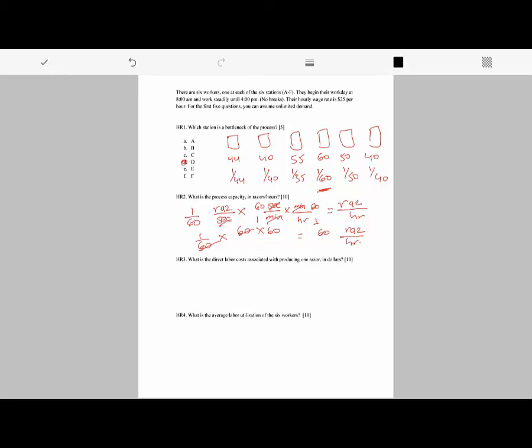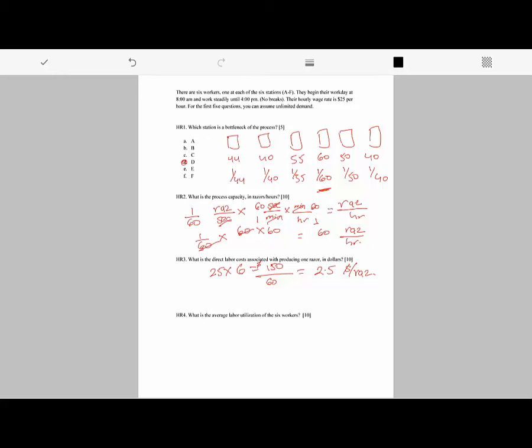Okay, the next question is, what is the direct labor cost associated with producing one razor in terms of dollars? Well, we know that we pay $25 for each worker, and there are 6 workers. So for each hour we have to pay $150, right? The flow rate in that time is 60 razors per hour. So we have 150 divided by 60, which is $2.5 per razor.